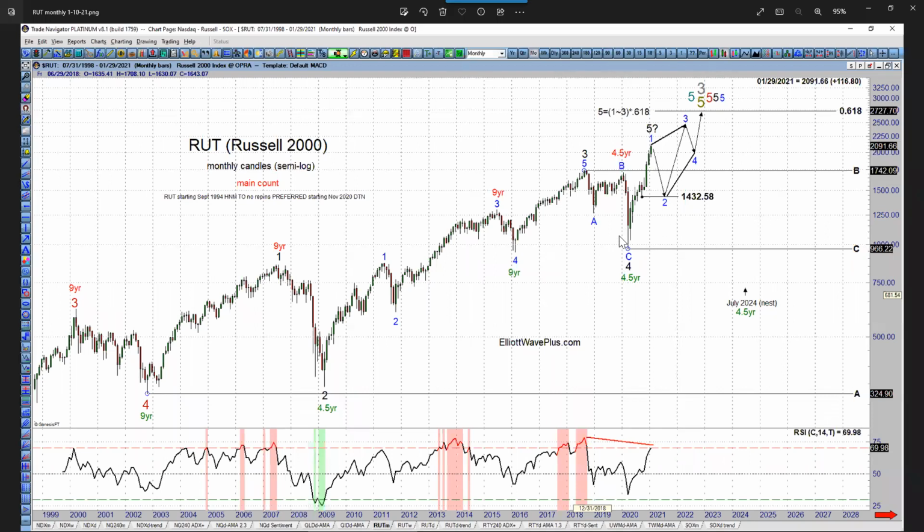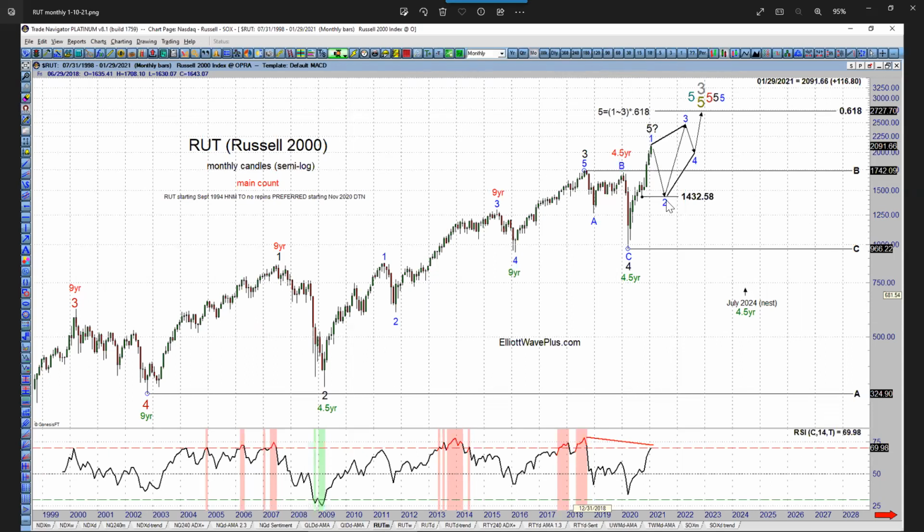As it turns out, we got an ABC up for wave one, but wave two is probably going to take us all the way to the middle of 2024. Notice that date, July of 2024, the middle of next year. And that date really hasn't changed much in the S&P, looking for that 4.5-year cycle trough in approximately April. So it really hasn't changed much over the last 2 years.